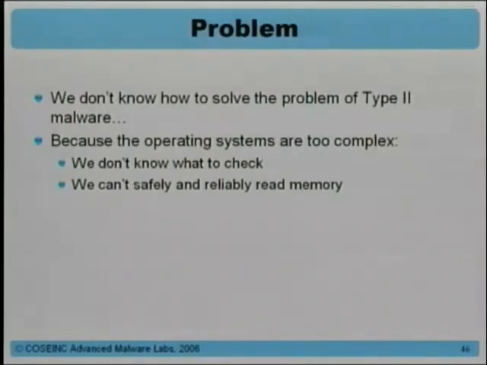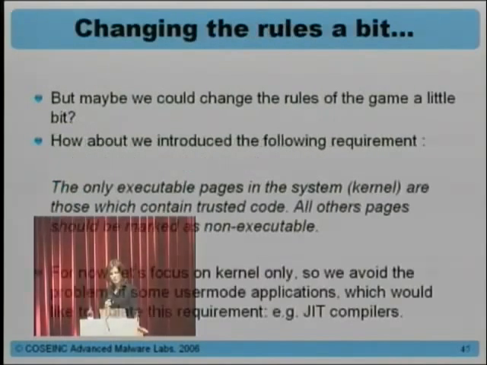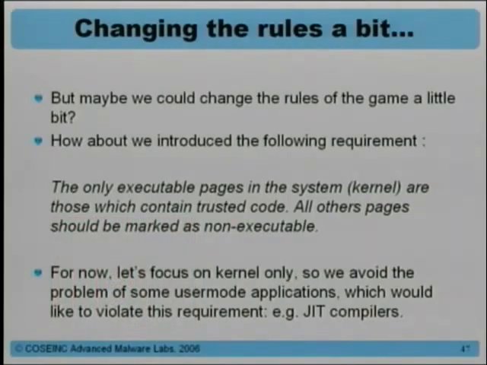So the biggest problem with creating such a detector, or such a verificator actually, is type 2 malware. And this is a problem because operating systems are too complex. So we don't know what to check, and we cannot reliably read memory. So maybe we could change the rules a little bit. How about if we introduced the following requirement, which always should be satisfied in a healthy operating system.